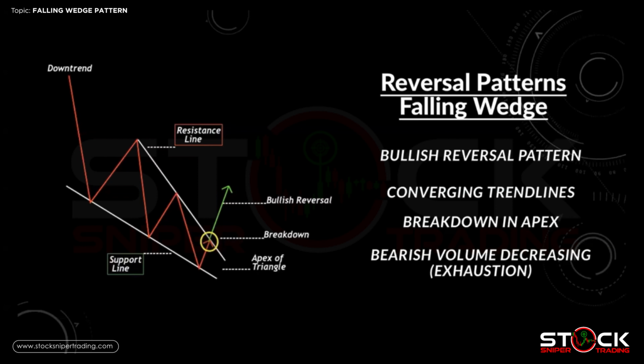But we can see now that we have converging trend lines, and the bearish momentum and volume is decreasing as sellers are getting exhausted. Eventually, the price will reach a level of support where we will get increased buyers entering the market, and they will increase the buying volume, where eventually we will get the breakout at the apex, and we will have the bullish reversal from the bearish downtrend.